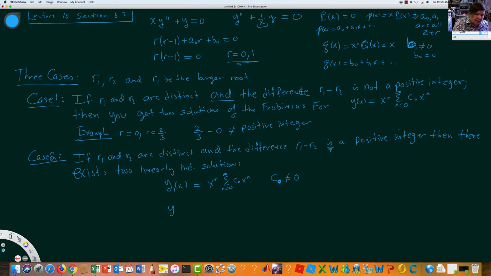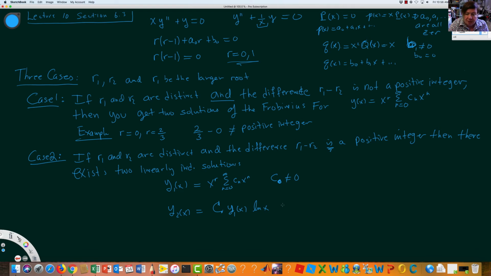Okay, and then it says y2 of x is going to look like some constant, a capital C, times y1 of x, so that series, times the ln of x. And I hope this doesn't surprise you, because we've seen that we get ln of x's when we're looking for that second linearly independent solution.